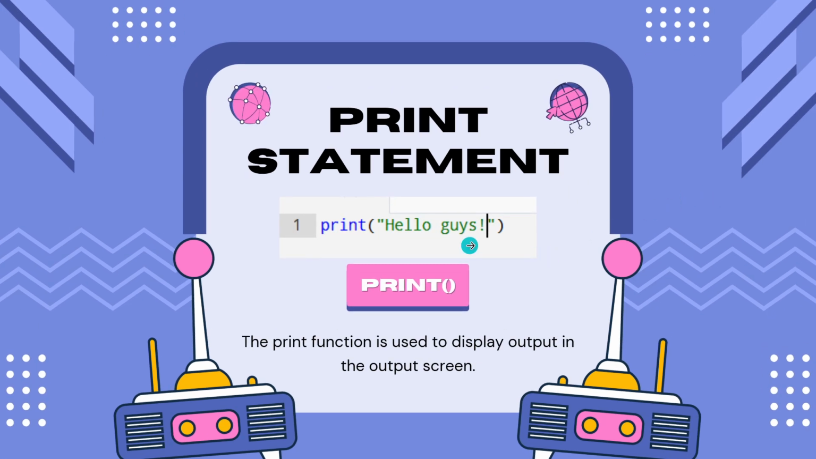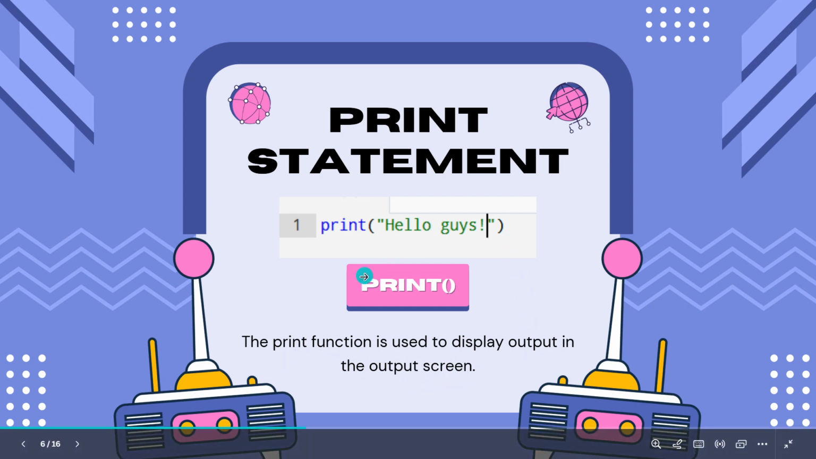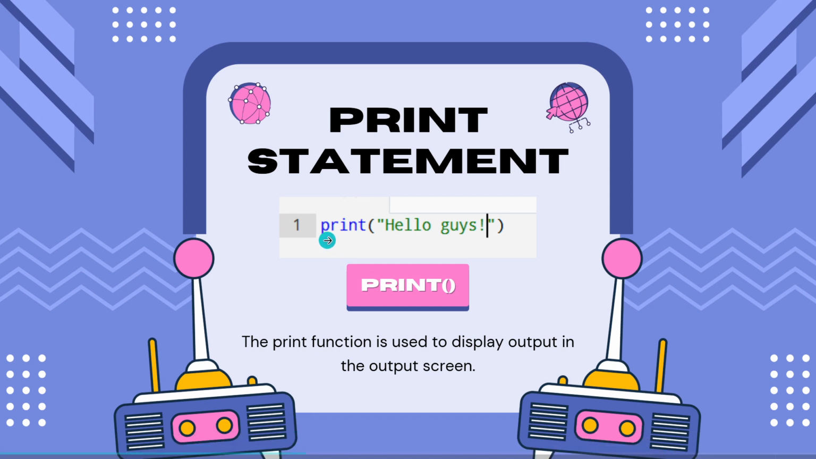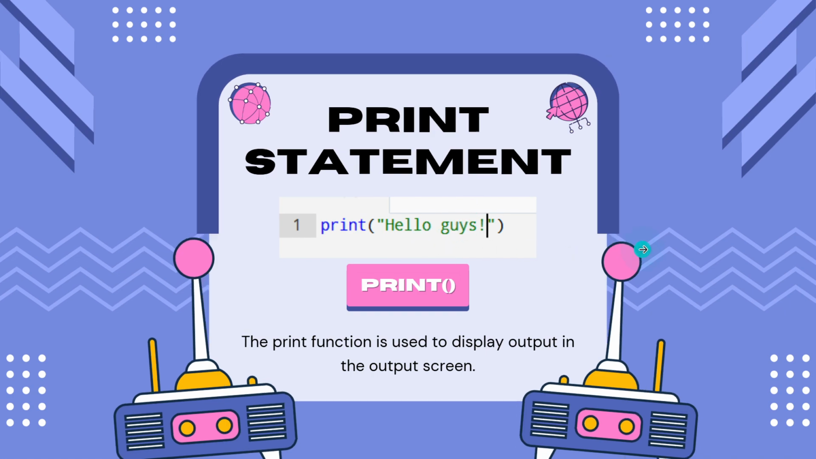The next thing we're going to learn about is print statements. The print function is used to display output in the output screen. So this is how you print it. Print in lowercase letters, and then a bracket, and then the double quotes, and then you can type whatever you want inside.